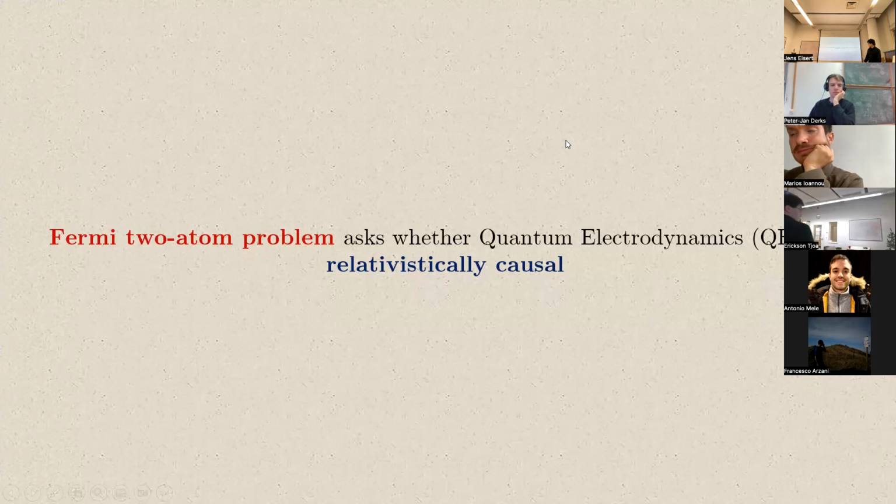Okay, so on one side, this is the problem. The Fermi two-atom problem was historically just a question of whether quantum electrodynamics is relativistically causal. You might wonder, if I have quantum field theory, why would I even ask this question? The answer is that quantum electrodynamics was originally an interacting theory. You don't have Green's functions, you don't have anything. Basically, there's no obvious way, apart from doing scattering calculations, to check what you are doing. So back then, it was just not obvious at all.